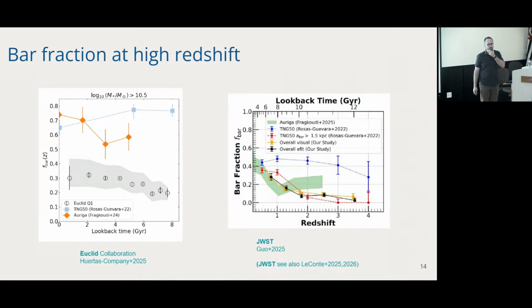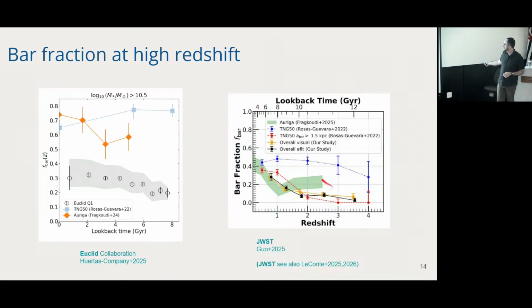Now, moving on to the next result using similar tools. This is a separate issue having to do with the long-standing issue of bar fraction as a function of redshift. So the question is, what's the percentage of barred galaxies in the past at high redshift? Essentially here we have recent data from Euclid, which are these black points, and the cosmological simulations in general, in particular here the TNG simulation, overpredict bars at high redshift. That's the main issue. The cosmological simulations overpredict bars at high redshift.